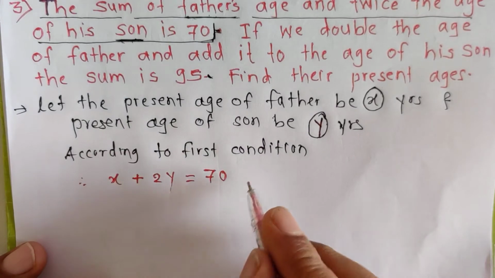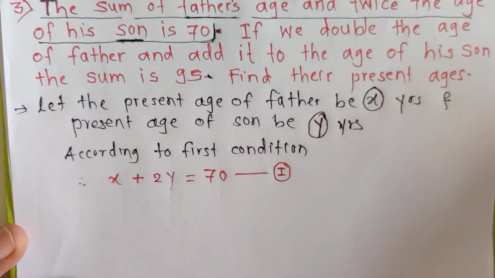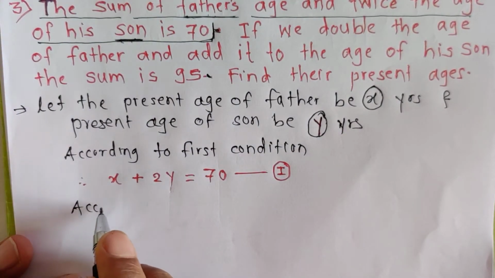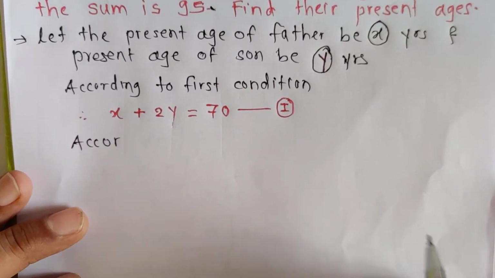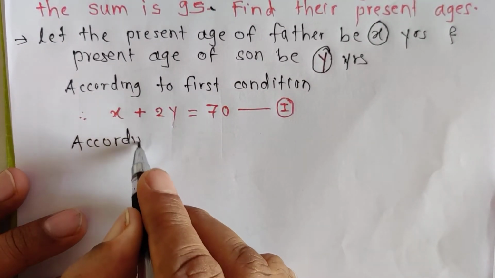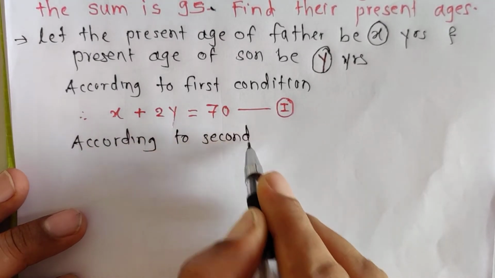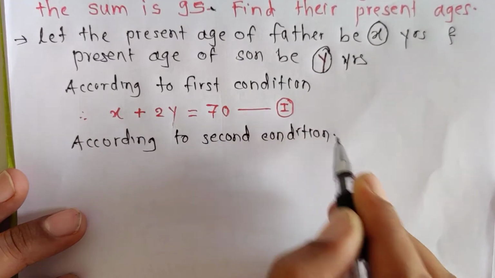So this is our equation number 1. So in this way we get equation 1. Now second condition, according to second condition. Read that condition carefully.